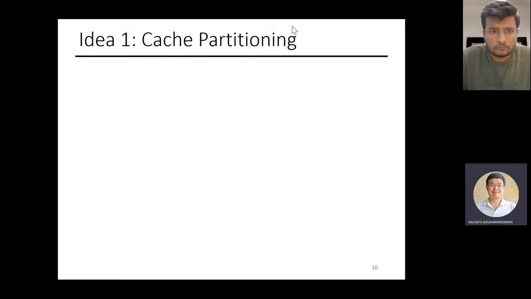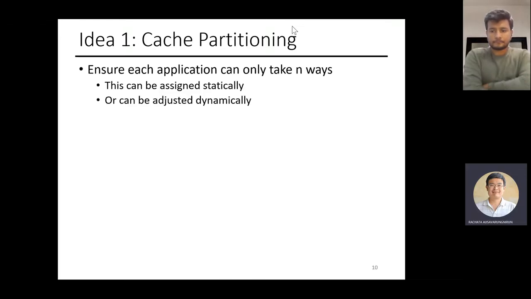So one idea based on this observation is cache partitioning. How do I do this? I can ensure that each application takes n ways. N ways means the associativity that I can control from the hardware. These can be assigned statically or adjusted dynamically based on our design. The current processor doesn't have this, but there are quite a lot of proposals saying we can do this.